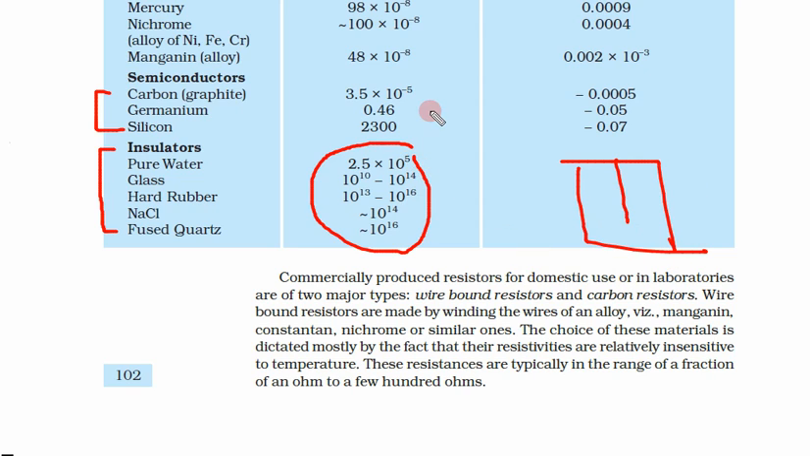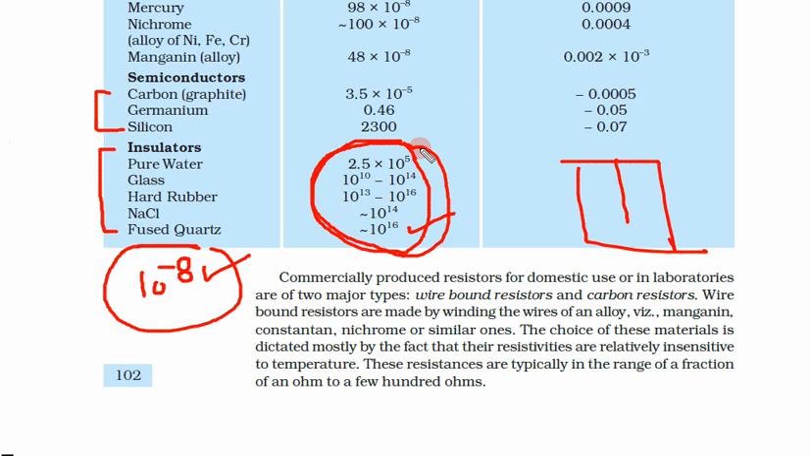Again, if you see, the resistivity is quite high for fused quartz. This is 10 to the power 16 ohm meter, and for silver it was 10 to the power minus 8. So again you see that for silver it was quite low. For NaCl, that means common salt, and fused quartz, it is quite high. Even for pure water it is quite high. That means these materials are not conductive at all. Thank you very much.